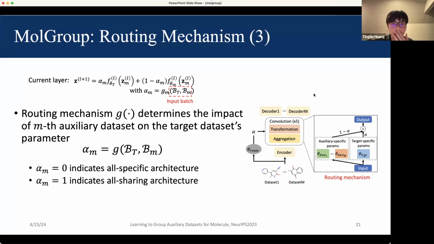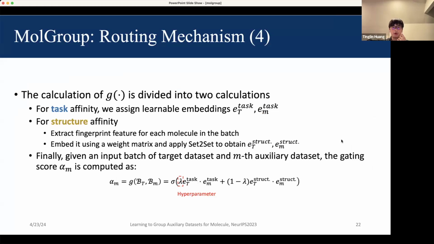Yeah, the input will be a pair: the mini batch from the target data set, that's BT, and the mini batch from the auxiliary data set, that's BM. The input will be a pair. The affinity is measured between these two data sets. Here is how we calculate this gating score: we use the task affinity and structure affinity.